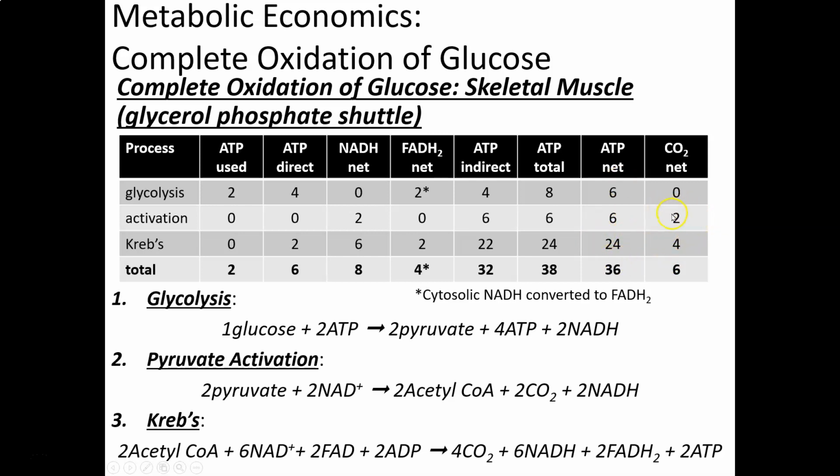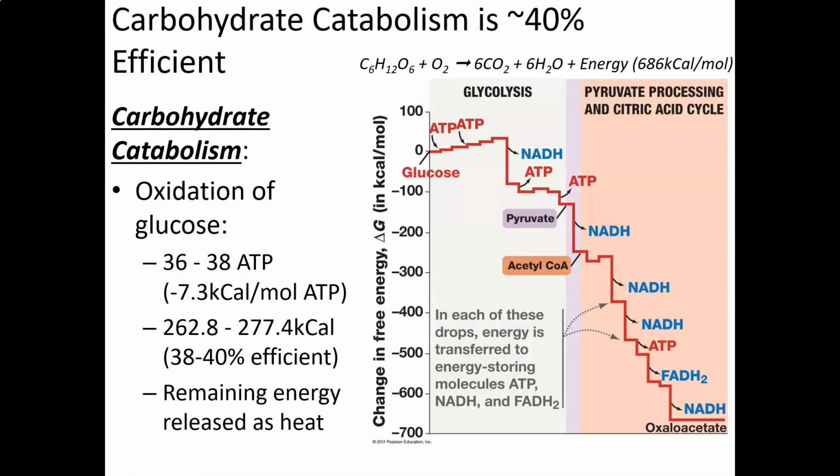We still get 2 in activation, 1 for each pyruvate activated to acetyl coenzyme A, and then 4 total from the Krebs cycle because we get 2 per turn when we turn that 6-carbon citric acid into a 4-carbon oxaloacetate. So carbohydrate catabolism means to break down carbohydrate. It's only about 40% efficient, right? And when we have inefficiency, the rest of that energy comes off as heat.